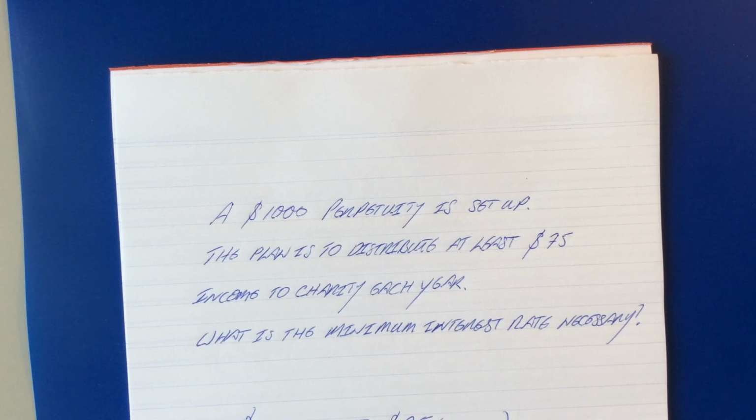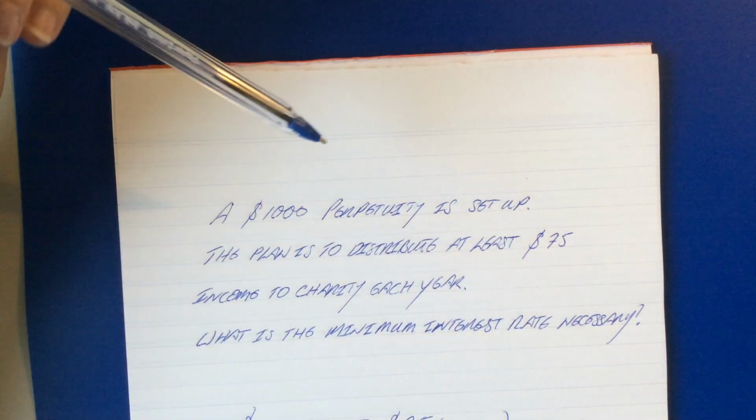So here's the problem that we have. A $1,000 perpetuity is set up. Now what that means is that someone invests $1,000 and the income from that is presumably distributed, but that $1,000 is never touched.